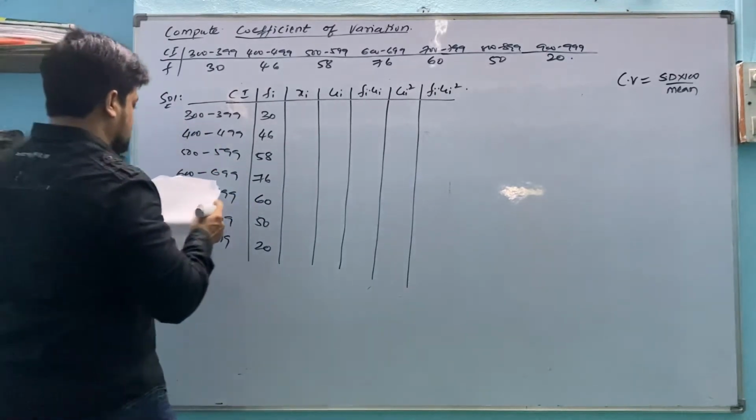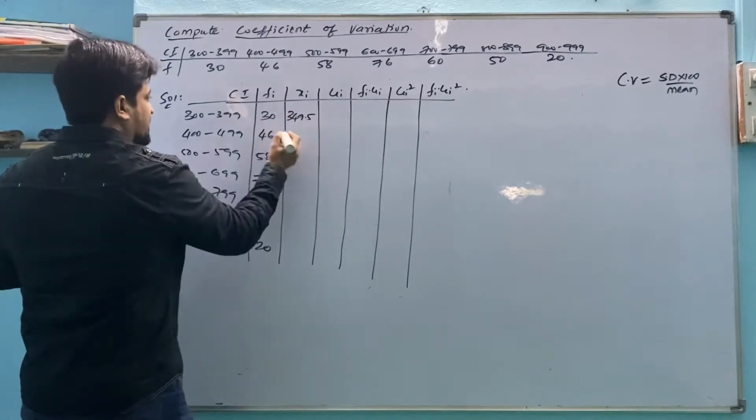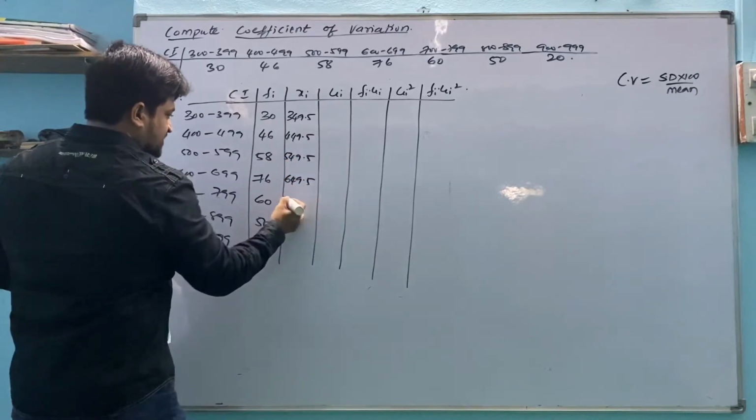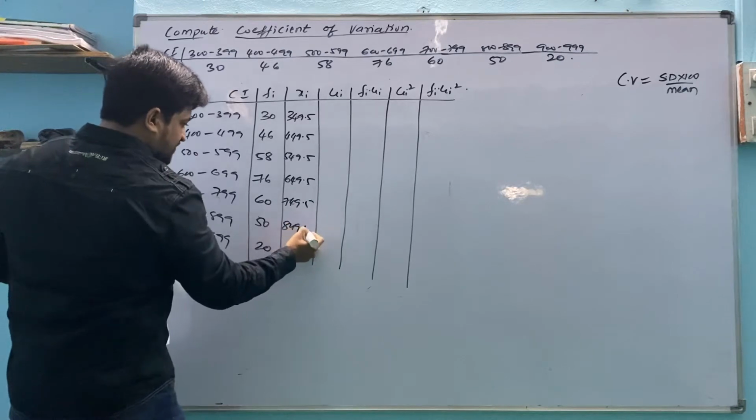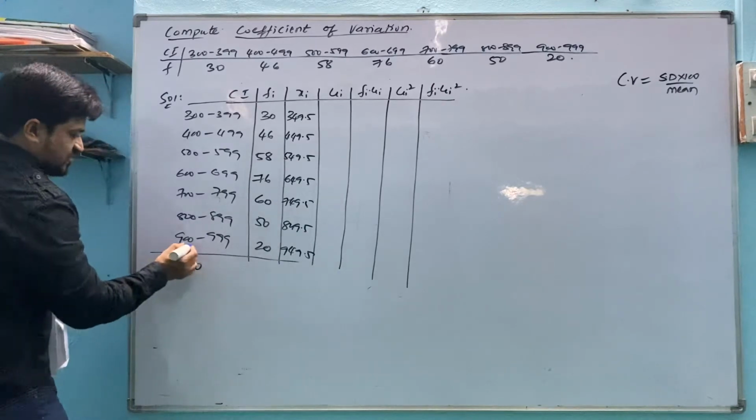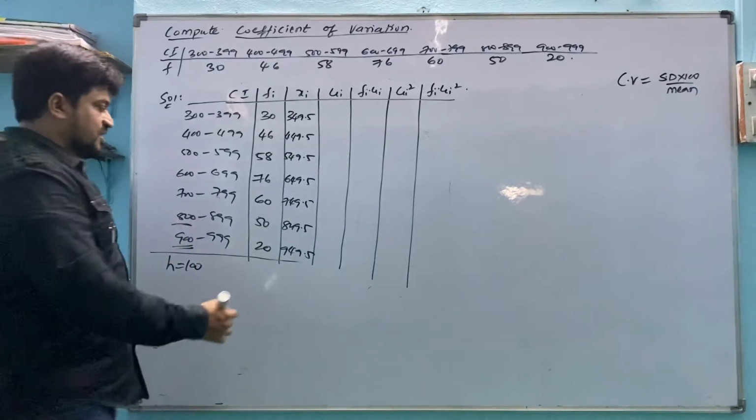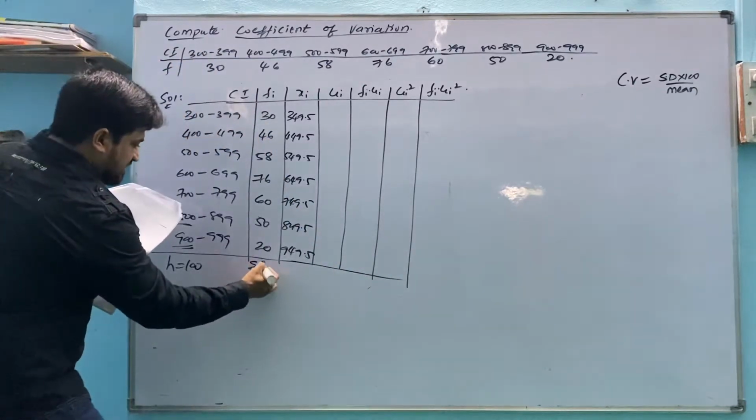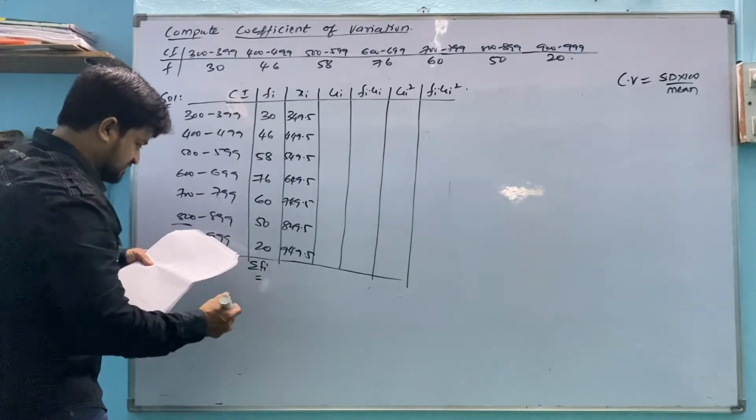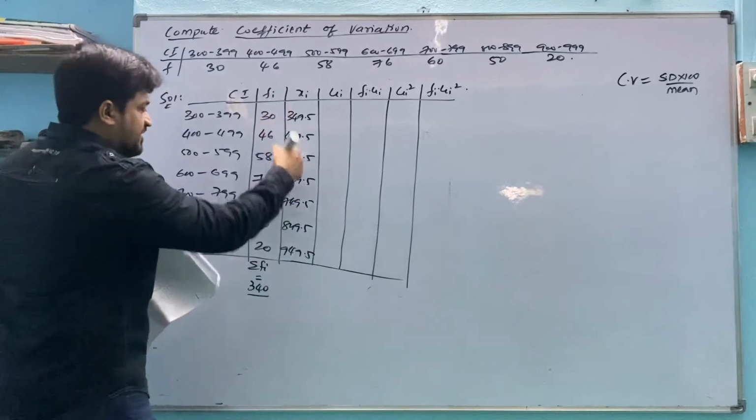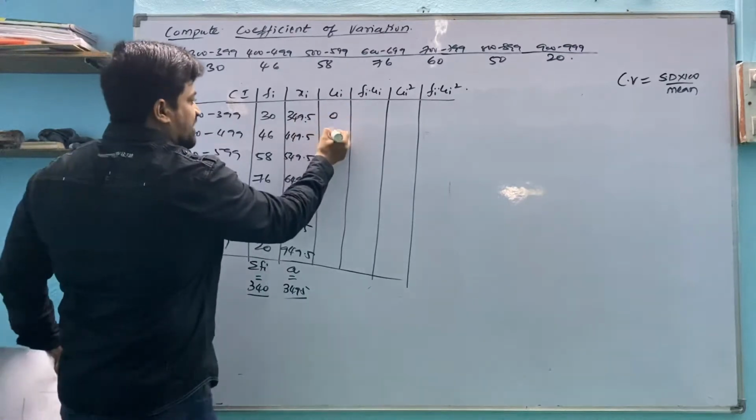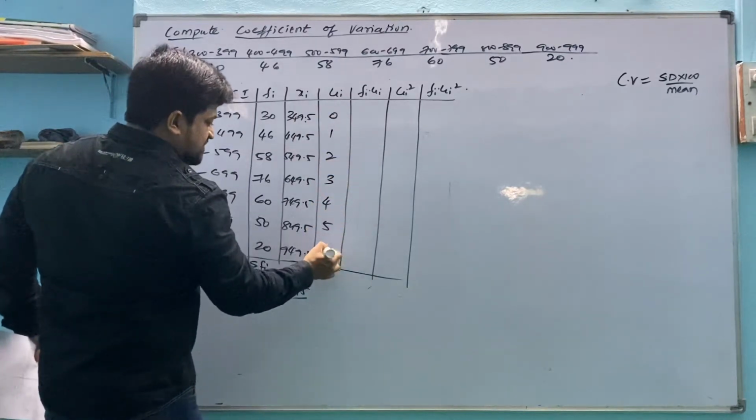So class interval, frequency, then Xi, 300 plus 399 divided by 2, so that will be 349.5. Then 449.5, 549.5, 649.5, 749.5, 849.5, 949.5. The difference will be 100, so h is 100. You can subtract the last and second last value. Then we find the total of Fi, sigma Fi, which is already calculated, 340. Then A is the first value, I will always assume. You can take any one value as A, but whatever value you take as A, we have to take 0, 1, 2, 3, 4, 5, 6 accordingly.